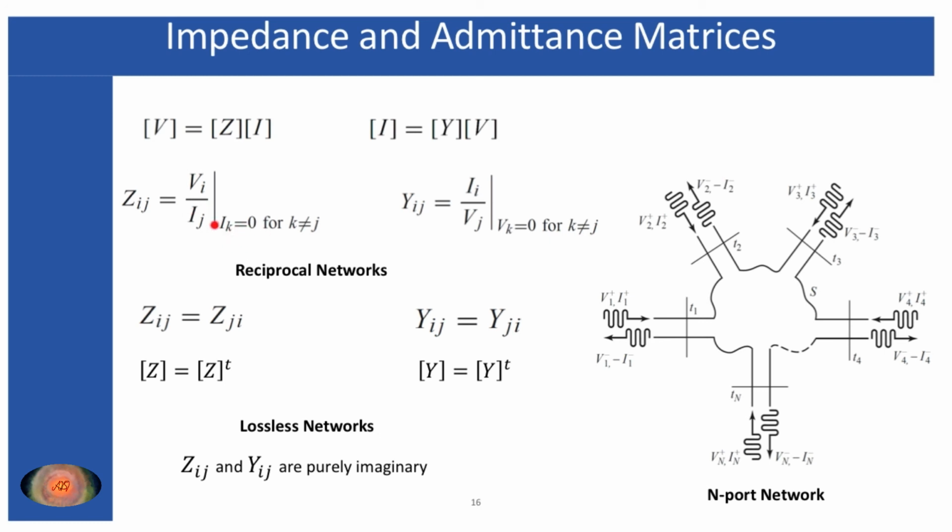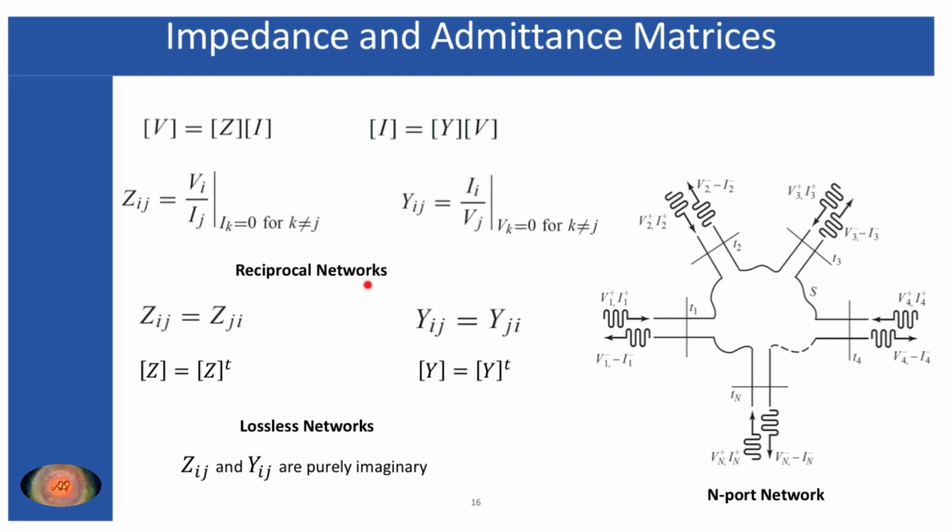Only the excitation will be at the jth port, which is responsible for the Ij current, and then when you are measuring the voltage from the ith port, that ratio will give you this element in the impedance matrix, and the opposite ratio will give you an element in the admittance matrix.